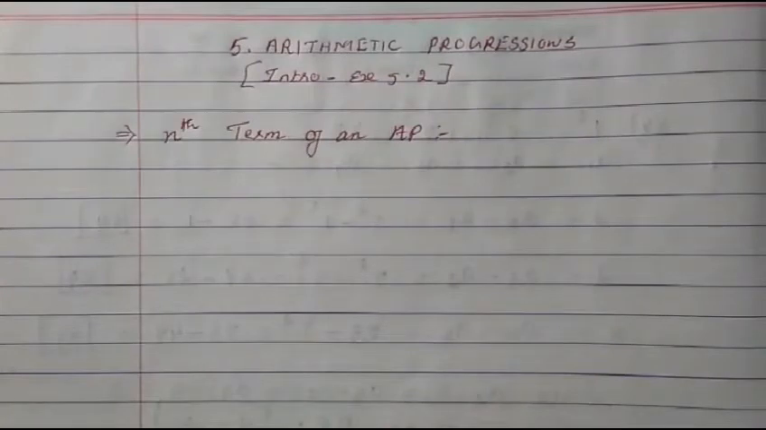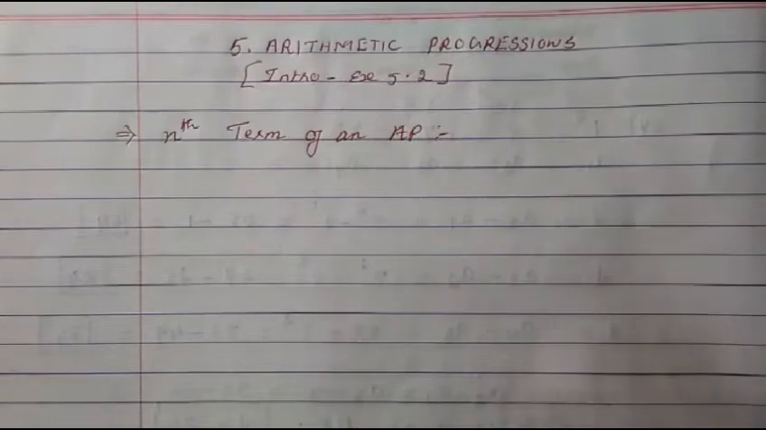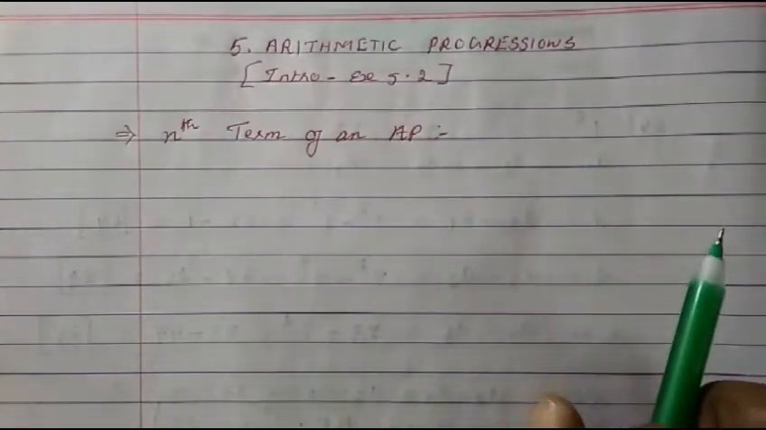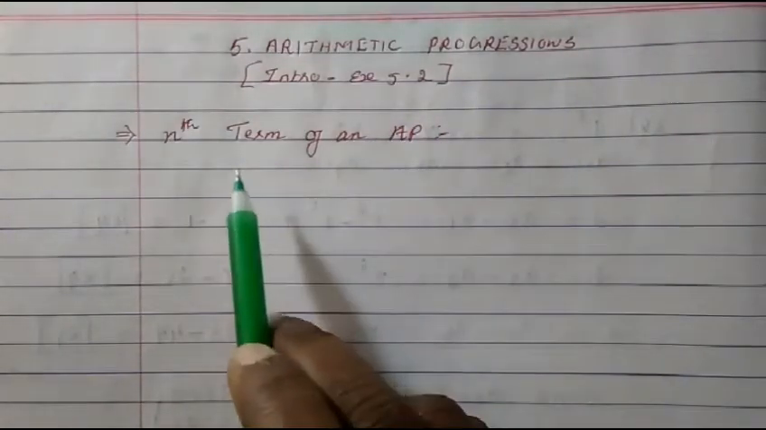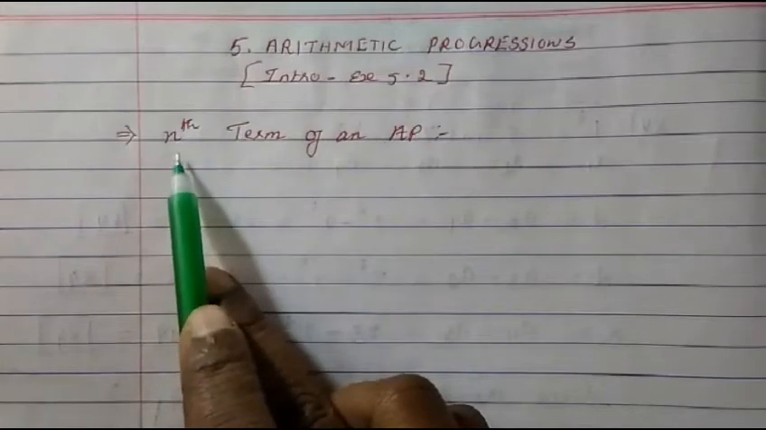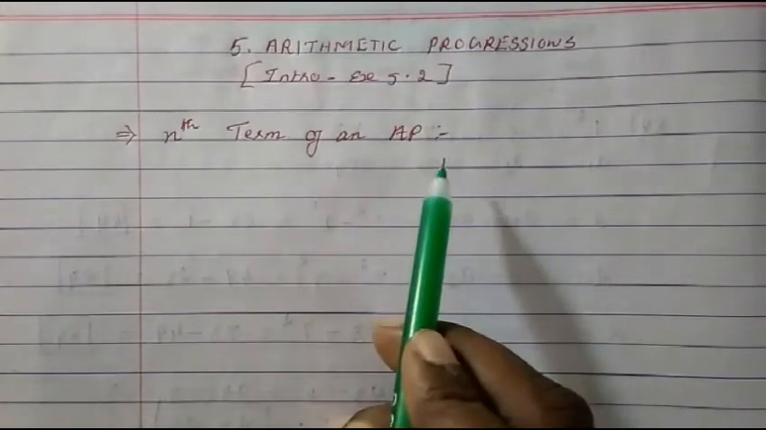Today we are going to study from class 10, chapter 5, Arithmetic Progressions. And here we are going to study the introduction for exercise 5.2. This introduction is very important if you want to solve exercise 5.2, where we have 20 sums. So just pay attention. Here we are going to study the nth term of an AP.